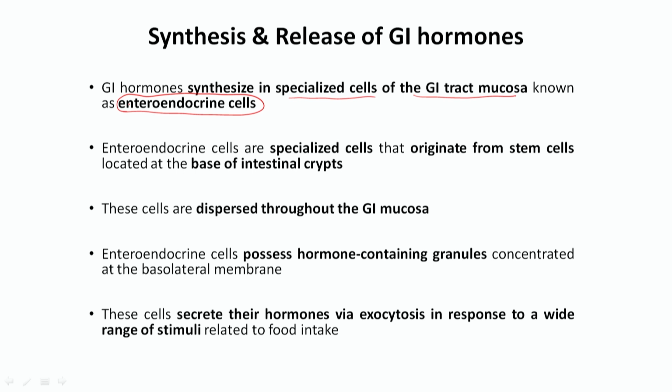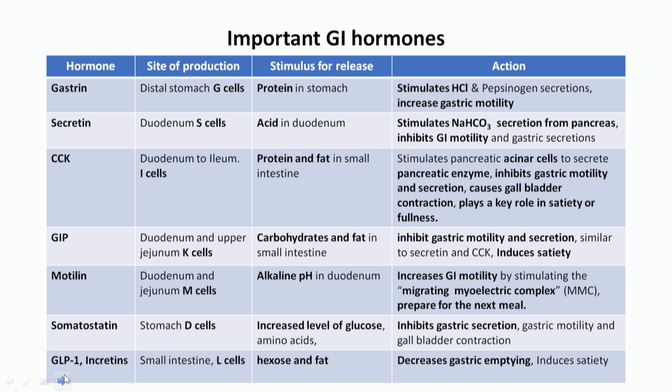These enteroendocrine cells are mainly responsible for the secretion of gastrointestinal hormones, and they are dispersed throughout the gastrointestinal mucosa. So now we'll see what the important hormones secreted from the gastrointestinal tract are. Important hormones are gastrin, secretin, cholecystokinin, GIP, motilin, somatostatin, and incretins. We'll see in brief the important functions of these hormones.